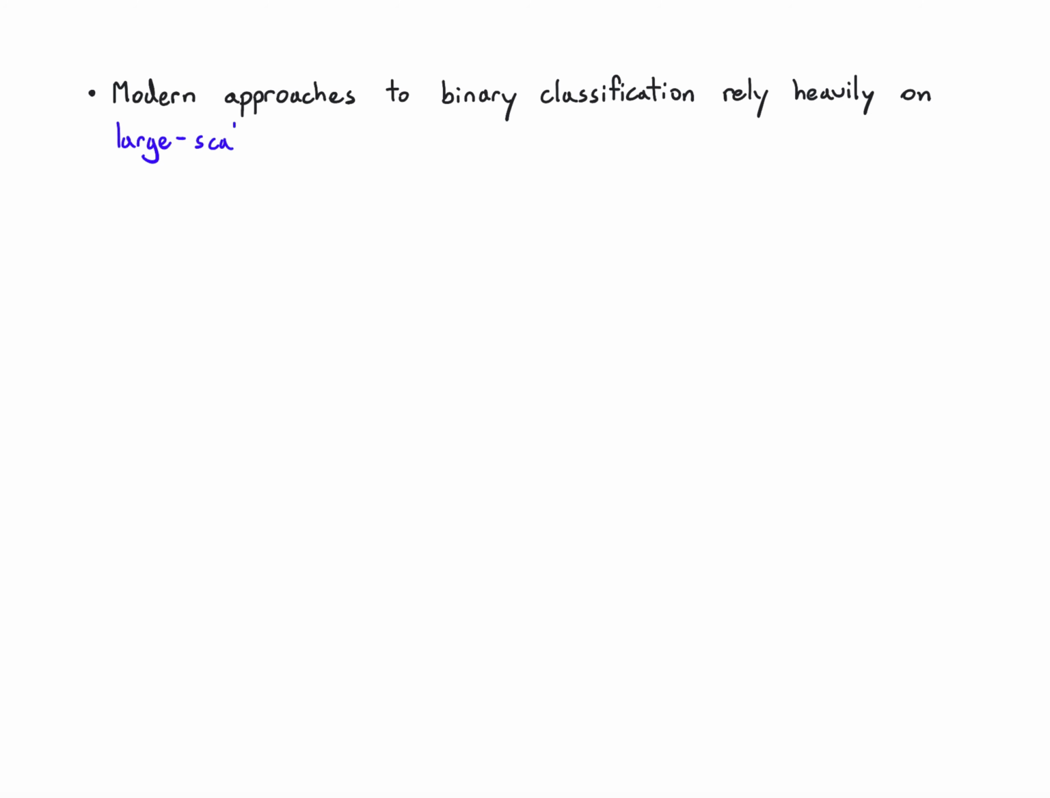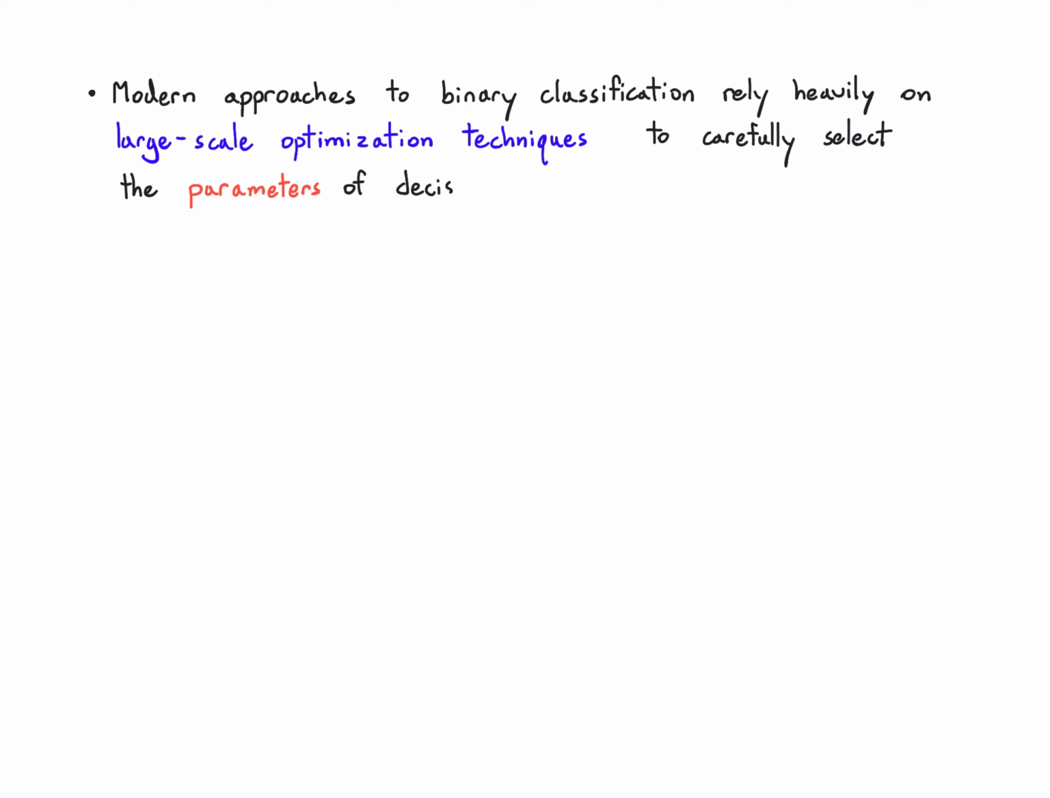Okay, so the last thing that I want to talk about is that modern approaches to binary classification, which are beyond our scope, rely heavily on large-scale optimization techniques. So maybe they're not doing things that you can write down in closed form, but you can still get to the answer pretty quickly with a computer or a bunch of servers. And they're trying to select the parameters of their decision rules from much richer families of functions to deal with massive data sets. So that's the key difference.